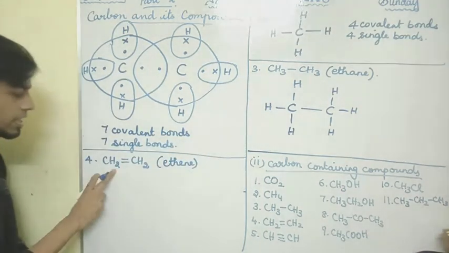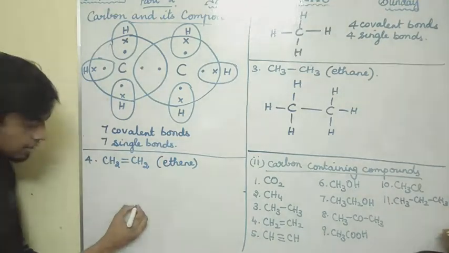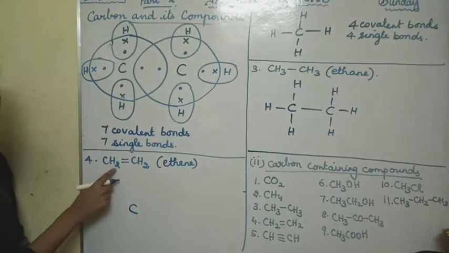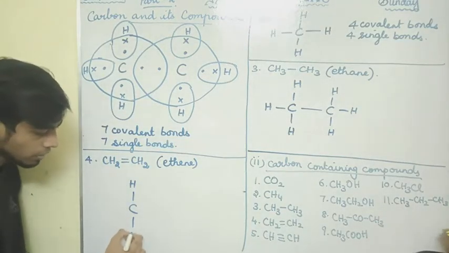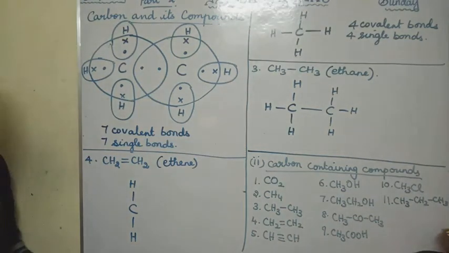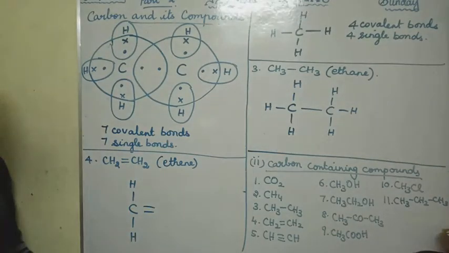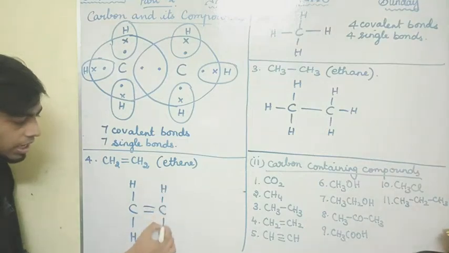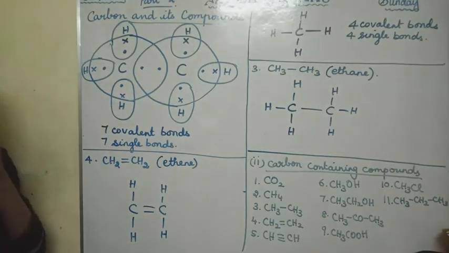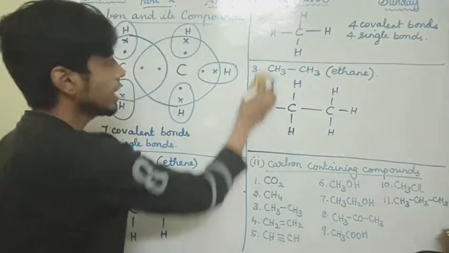So see here, first CH2 is there. So CH2 means C, and how many hydrogens are attached to this? H2. So 2 hydrogens are attached to this. So in the middle what is there? A double bond is there. Again CH2. CH2 means C and 2 hydrogens are attached to this. Now you will get an idea how to draw the electron dot structure.